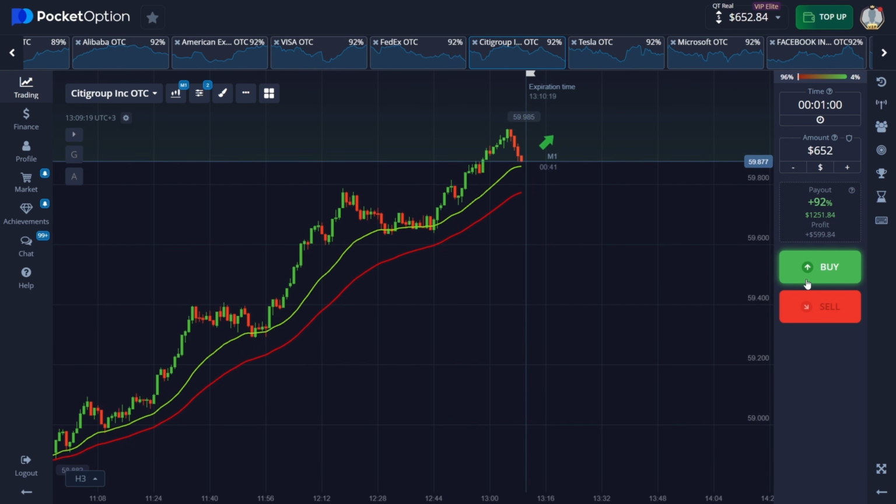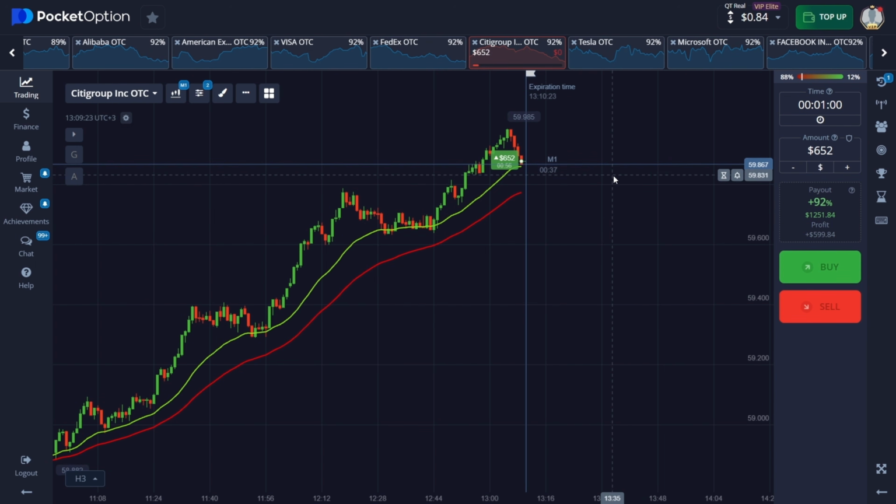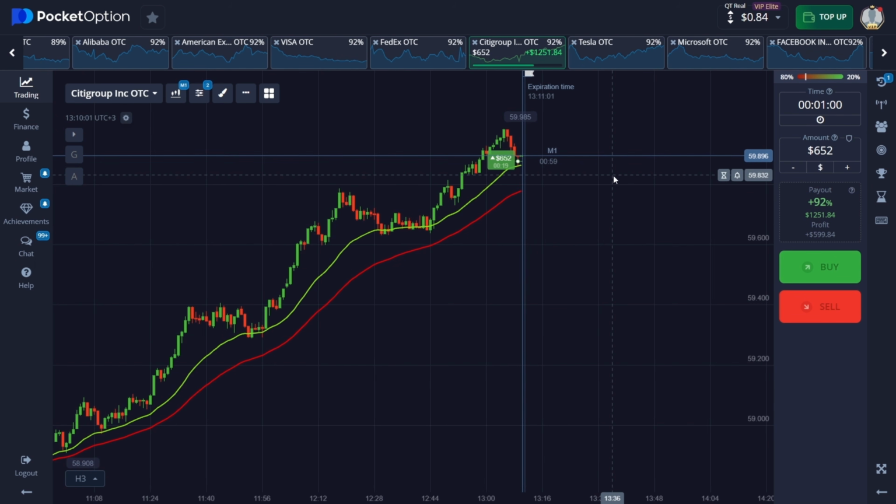Alright, here we have a trade, and I placed a trade on Citigroup OTC for an upward move for $652 based on the moving average EMA 25. You can see the uptrend, and the candle is taking support from the EMA 25. That's why I took this trade for an upward move, considering the uptrend and the moving average. The trade is currently going in our favor, but there are still 20 seconds left.